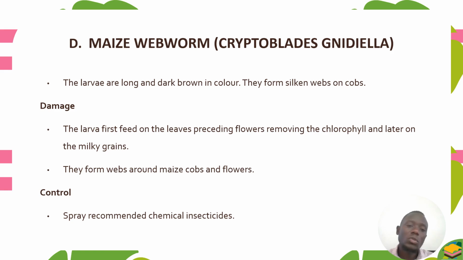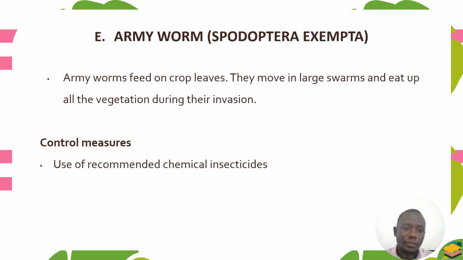So how can we control the maize webworm? The first one is you have to spray recommended chemicals or insecticides. So that's how we control maize webworm.